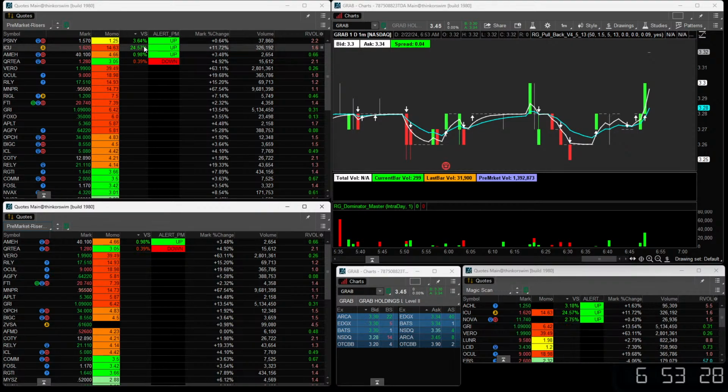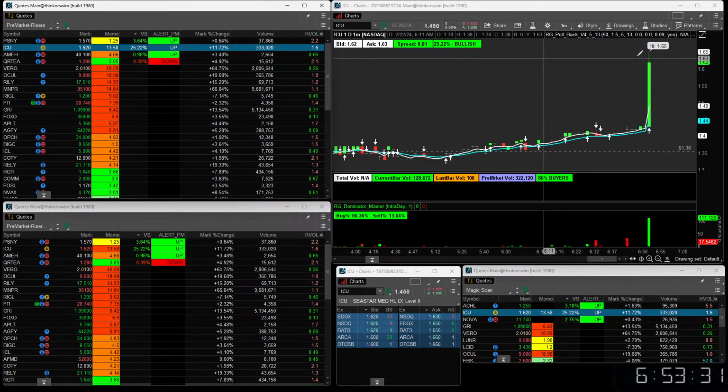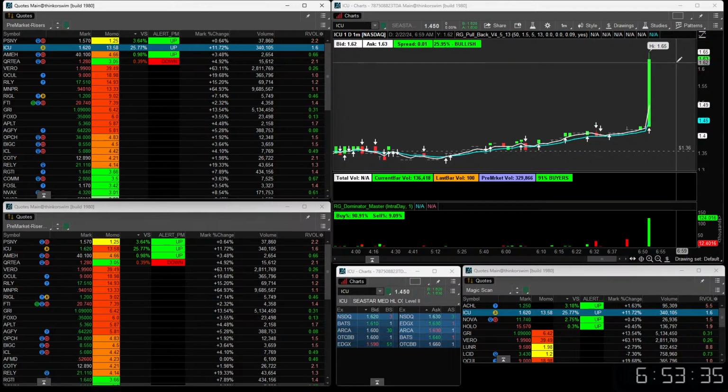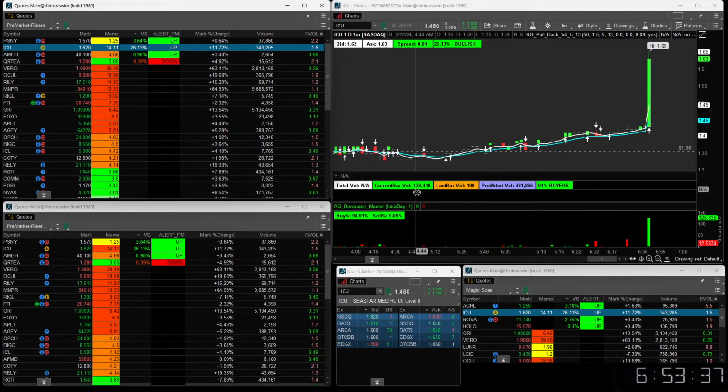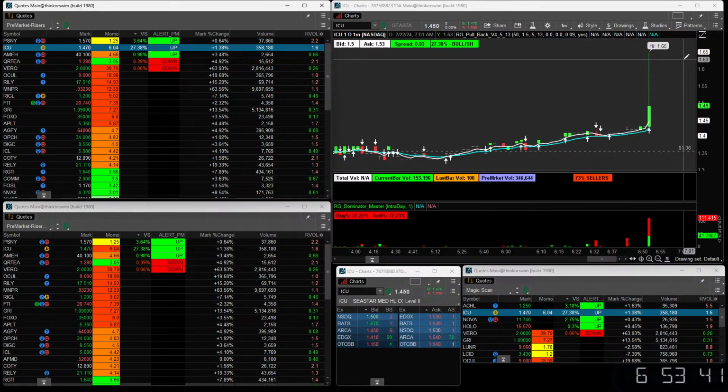I see ICU busting up the numbers up here. Got to keep your eyes focused at all times. Nice volume. Drastic pullback. That's why we don't click the green ones.